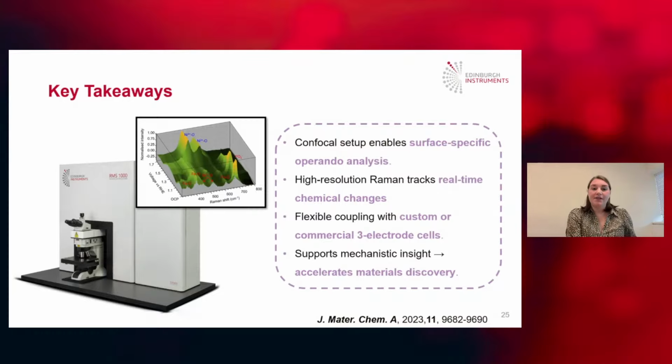So overall, for that study, they used the Raman to enable surface-specific operando analysis to track real-time chemical changes in their electrochemical cell. They used the RMS 1000 coupled with a custom 3-electrode cell. And this type of experiment is ideal for understanding the mechanisms required for material discovery and battery design.